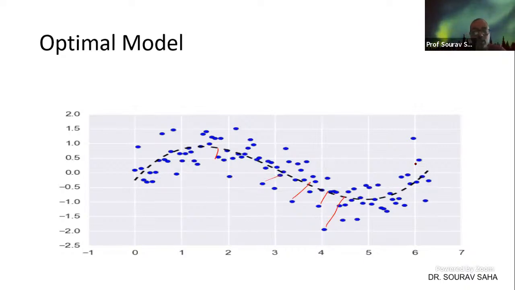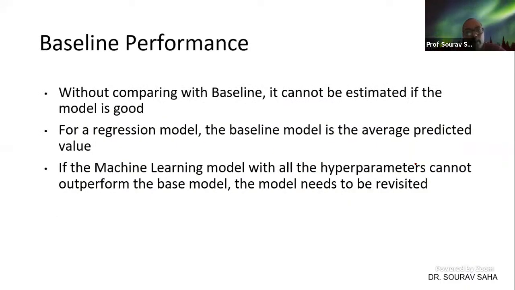It is balanced. So this is the optimal model, right? Generally, what you do is compare the model with the baseline performance. For a regression model, the baseline is the average value of the target variable, while for a classification model, the baseline is basically the majority class.